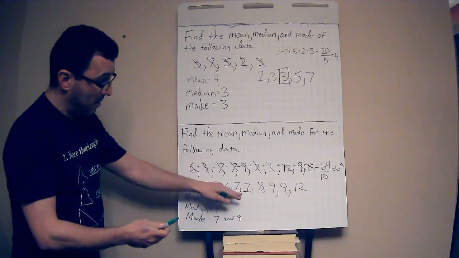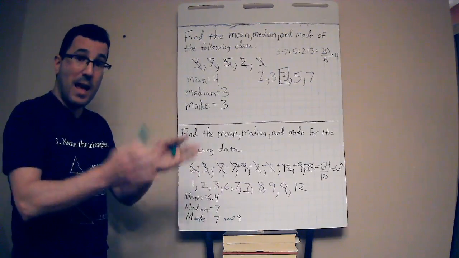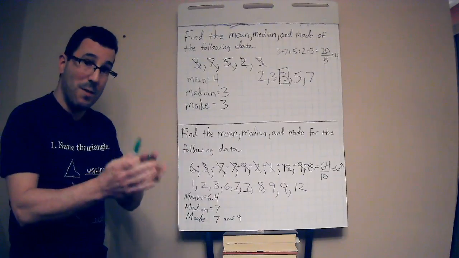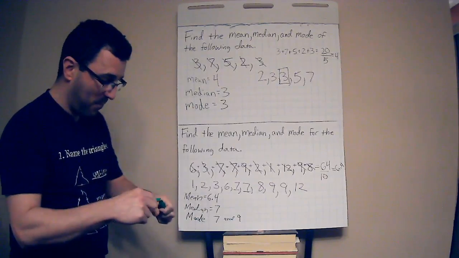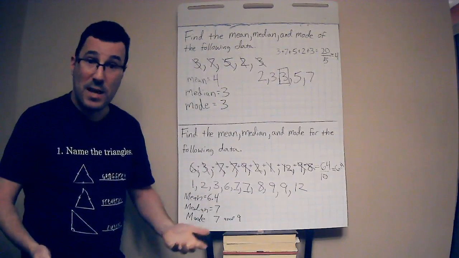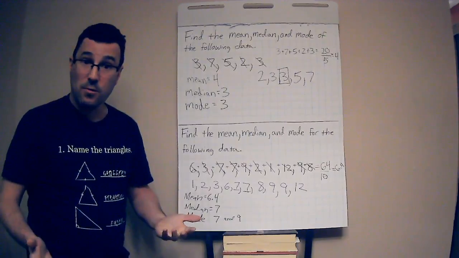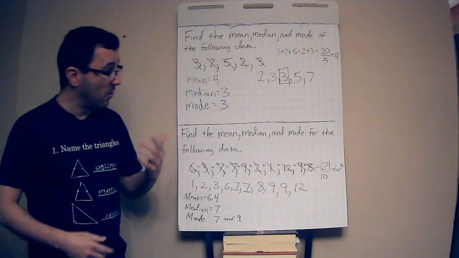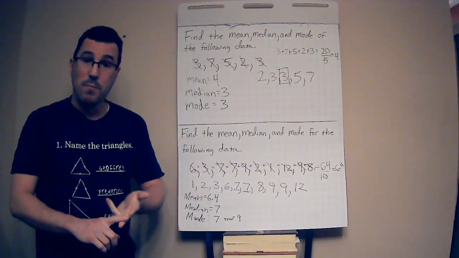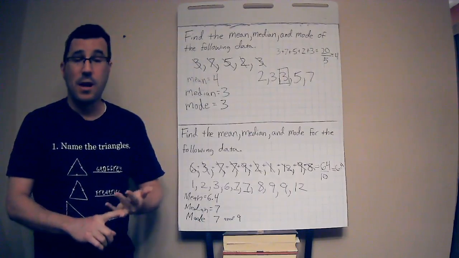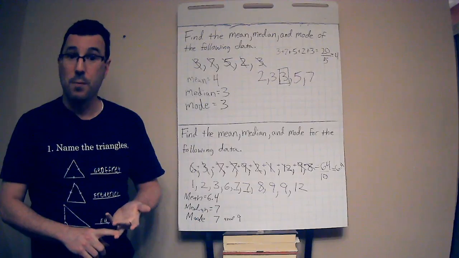So in the last one we had more than one mode. We had a median that was in between two numbers, which also happens to wind up being the same number. And our mean was a decimal. And that's okay. So these are the 3 basics. Mean, the average, median, the middle, and the mode, the ones that show up the most.